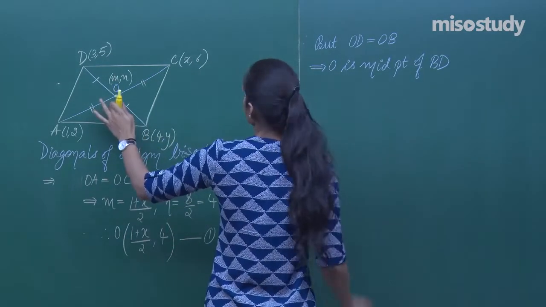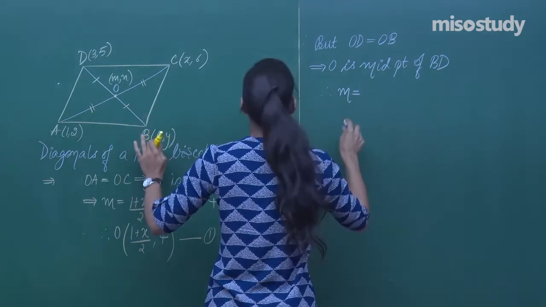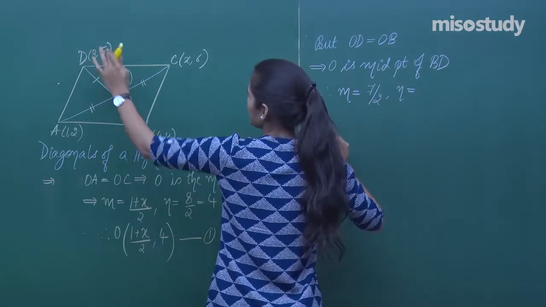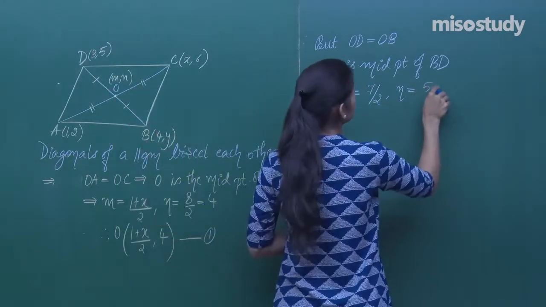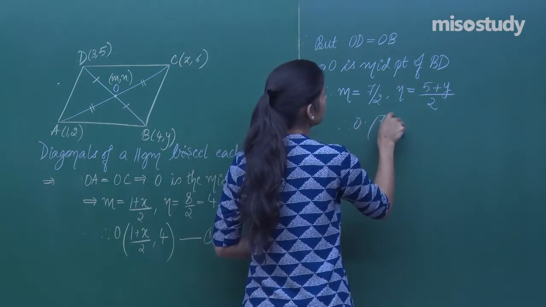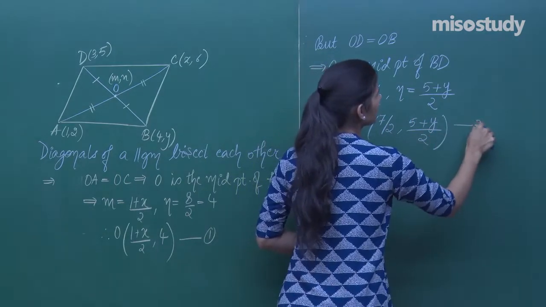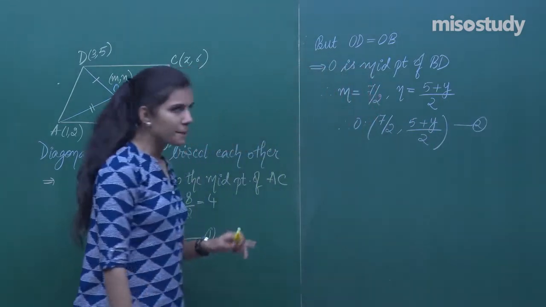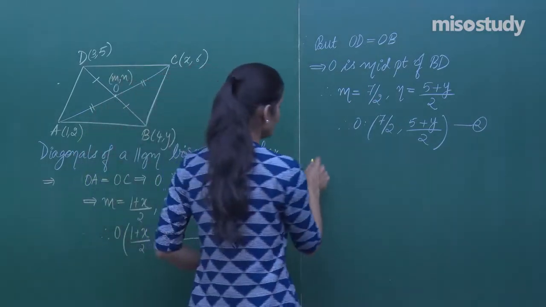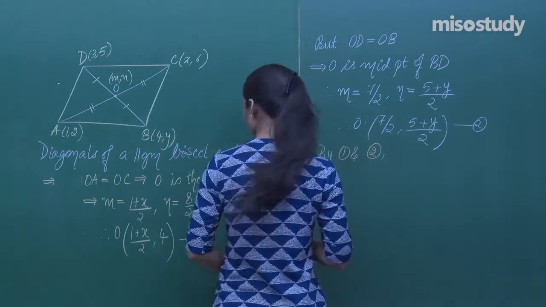If O is the midpoint of BD segment, again by using the section formula for computing the coordinates of the midpoint, I can say x coordinate of O will be equal to (3 plus 4) divided by 2, and y coordinate of O would be (5 plus y) divided by 2. So O has come out to be (7 by 2, 5 plus y by 2). Because 1 and 2 represent the coordinates of the same point, they have to be the same.